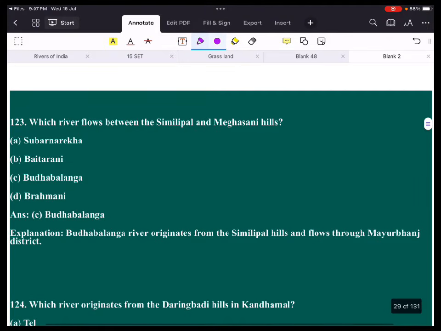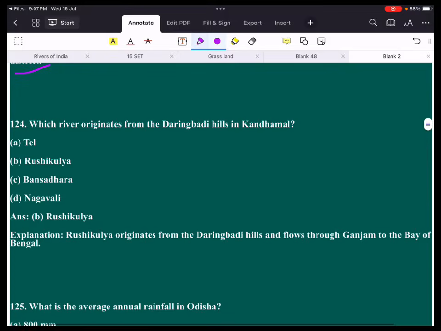Which river flows between the Simlipal and Meghasani Hill? That is Budha Balunga, option C. Budha Balunga river originates from the Simlipal Hill and flows through the Mayurbhanj district. Which river originates from the Daringbadi Hill in Kandhamal? That is option B, Rushikula. Rushikula originates from Daringbadi Hill and flows through Ganjam to the Bay of Bengal.